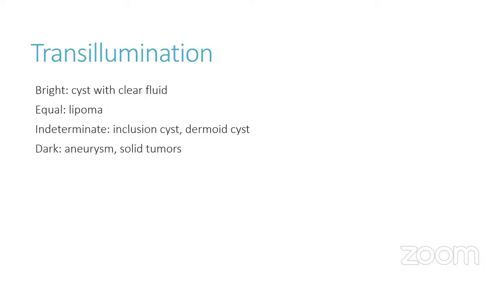Transillumination can be seen if there is a visible anterior mass. If it is bright, it could be a cyst with clear fluid. If it is equal, it is usually a lipoma. If it is indeterminate, it could be an inclusion cyst or a dermoid cyst, and dark indicating an aneurysm or a solid tumor.